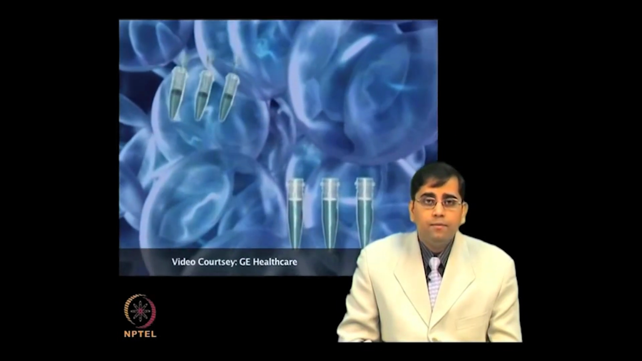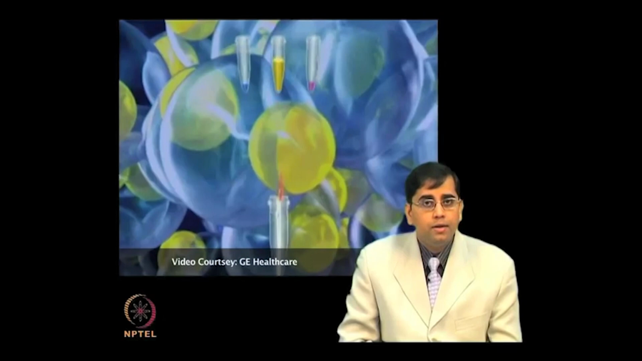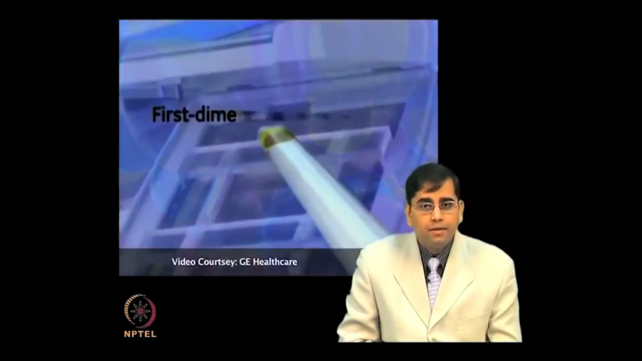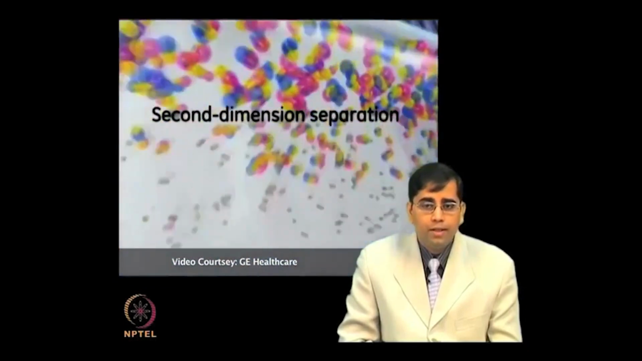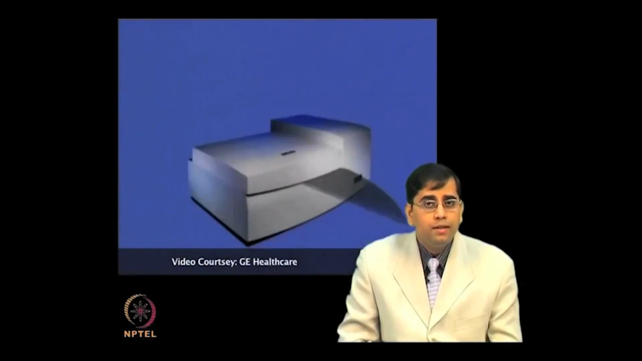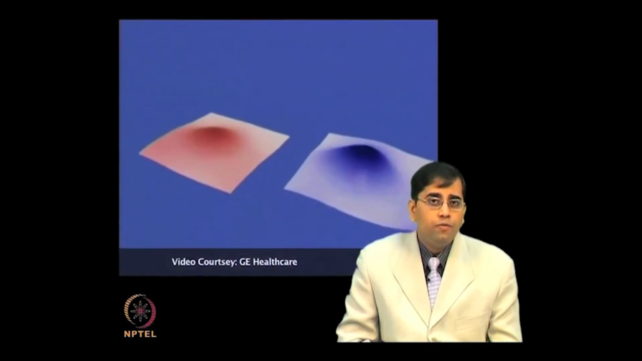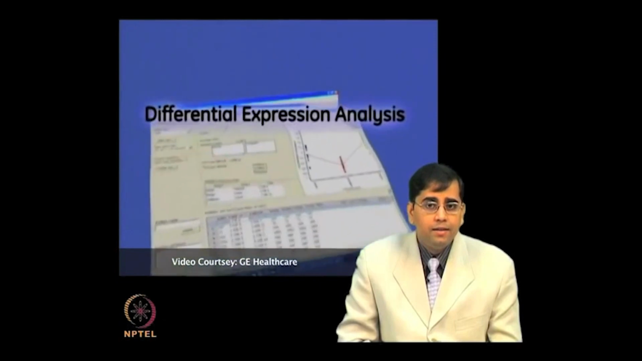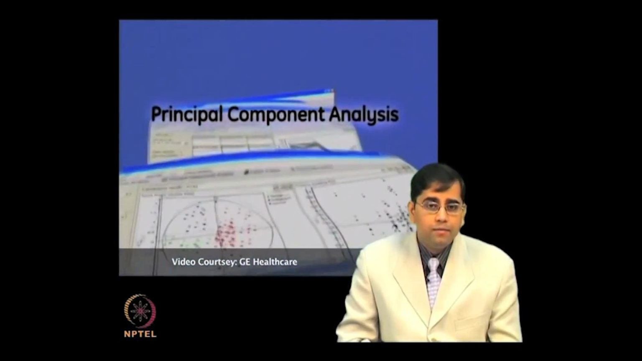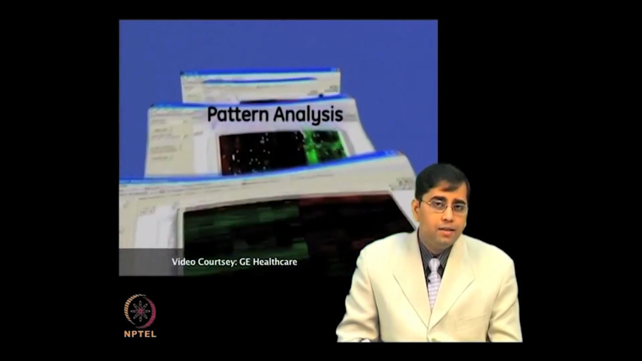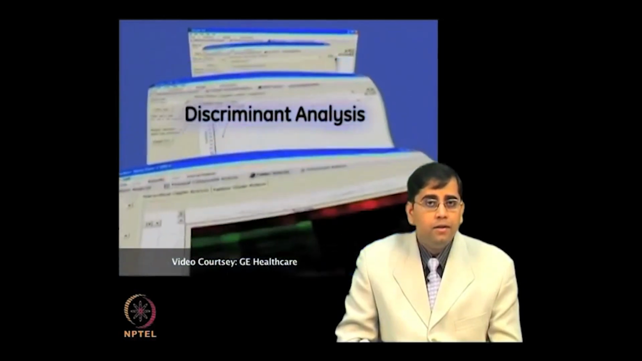In DIGE, proteins extracted from different type of cells or tissue sample are labeled with different fluorescent reagents such as Cy2, Cy3 and Cy5, mixed and then separated by two-dimensional electrophoresis on a single gel. The proteins are detected separately using the excitation wavelength specific to the different fluorescent reagents Cy2, Cy3 and Cy5. The commercial software such as DeCyder facilitate the automated analysis of dye gels and provide differential expression analysis, principal component analysis, pattern and discriminant analysis.